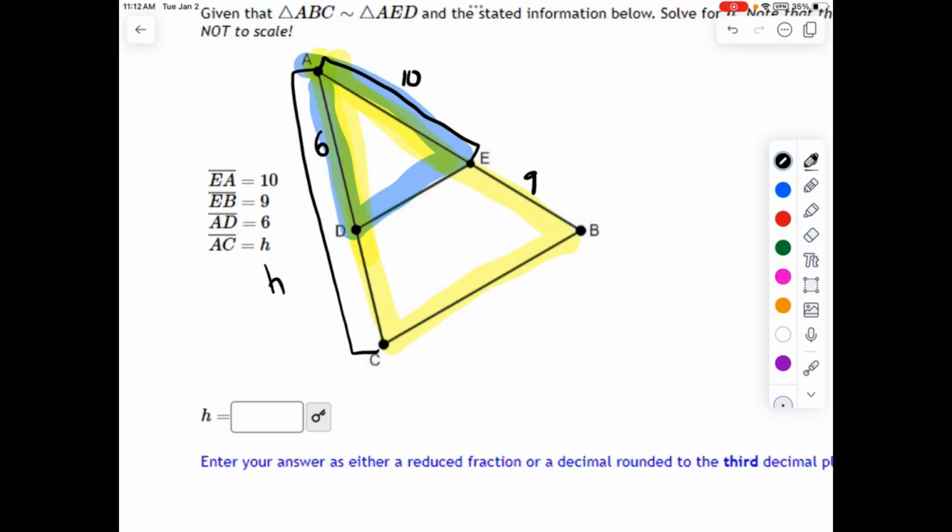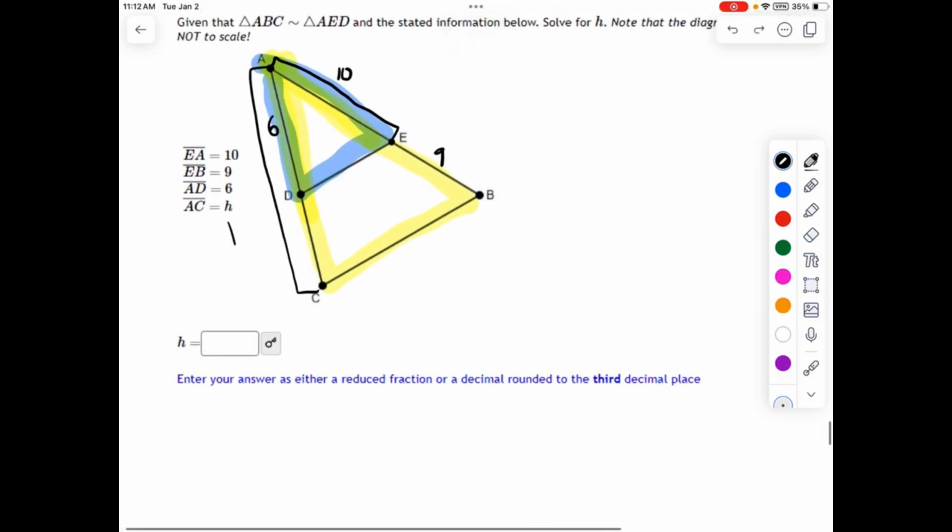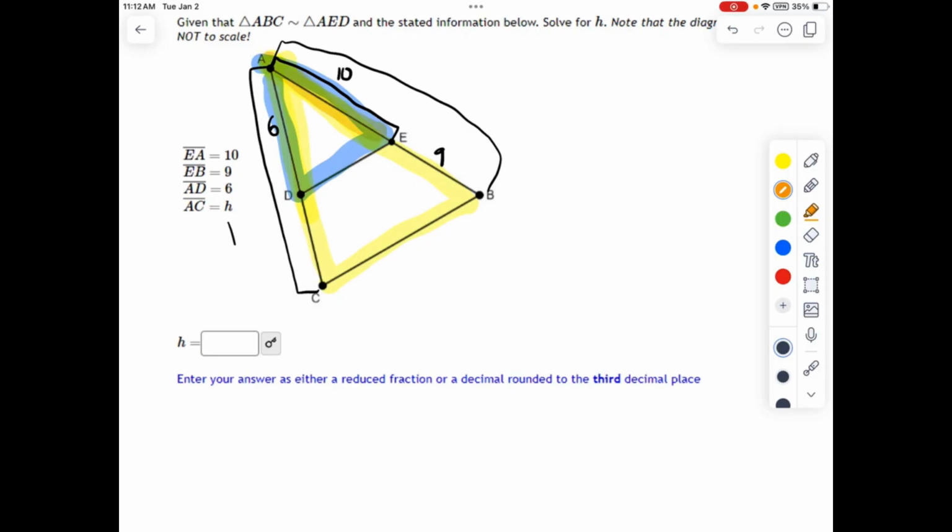When we look at this, we can find a couple pieces of information. If the first little piece of the other side is 10 and the next is 9, altogether it should be 10 plus 9, or 19. On the other side, if the whole thing is h, then h minus 6 is the length from D to C, but it's not asking for that length, so we don't need to worry about it.